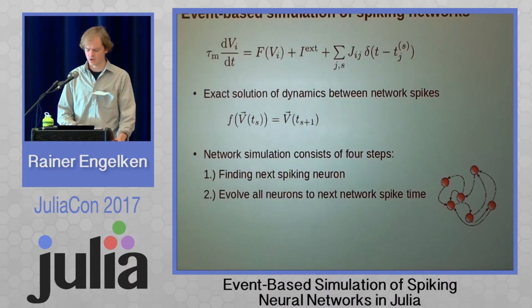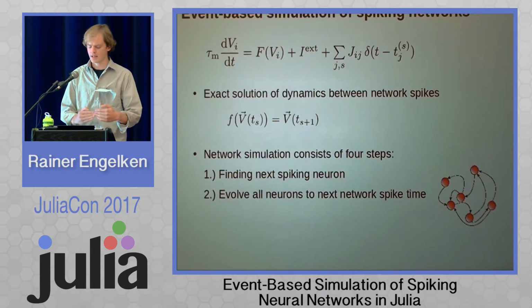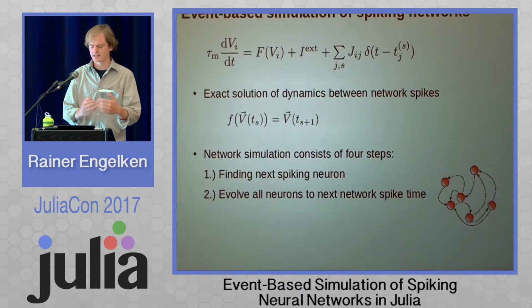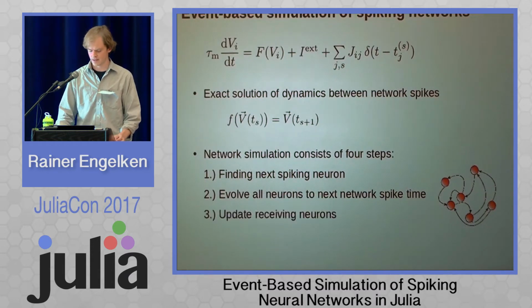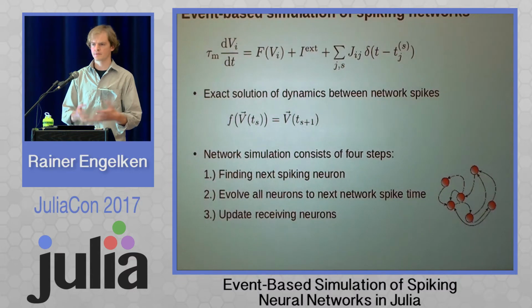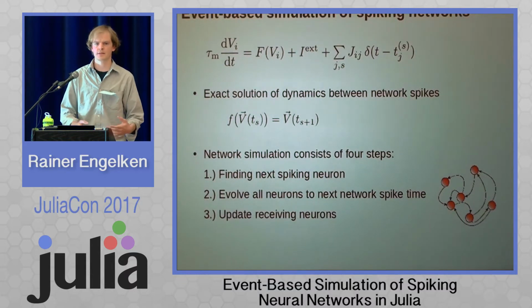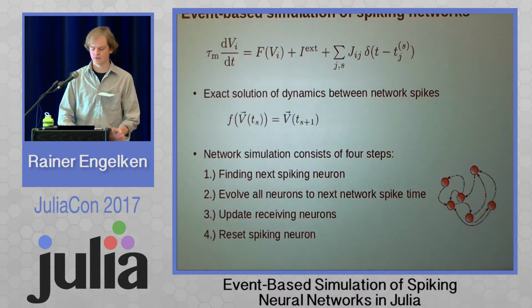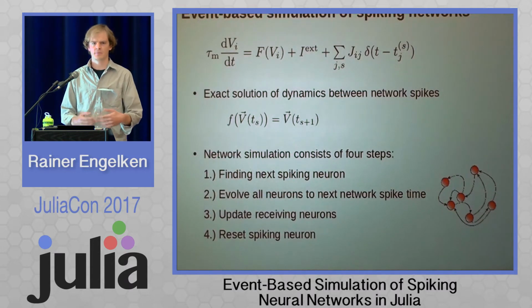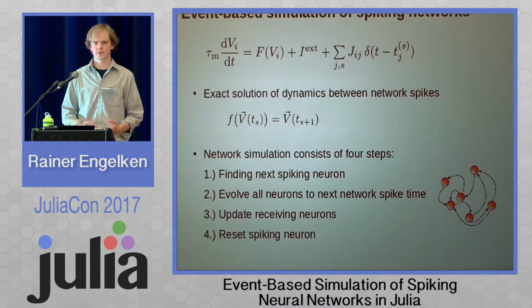Then, secondly, you have to evolve all neurons, so the internal dynamics, to the time of this next network spike. Then you have to update the receiving neurons, so those which are connected to the spiking neuron. And finally, you have to reset the spiking neuron. And you do this over and over again, and by that, gradually, you move forward in time, and you can precisely, with machine precision, simulate your dynamical system.